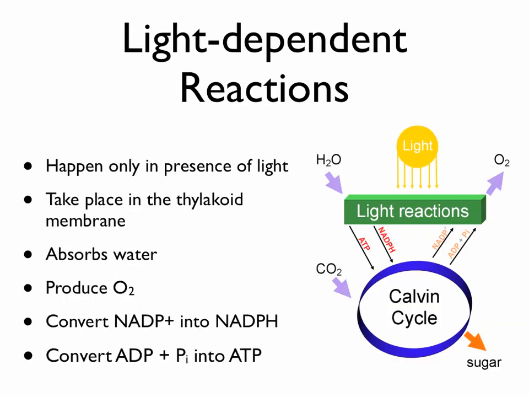So let's take a look at the light-dependent reactions in greater detail. This process happens only in the presence of sunlight. Once the sunlight's gone, the light-dependent reactions stop. It takes place in the thylakoid membrane, utilizing the clusters of pigments that are there. This process absorbs water and produces oxygen gas as a waste. The main function of this process is to convert NADP into NADPH and to convert ADP and Pi into ATP.